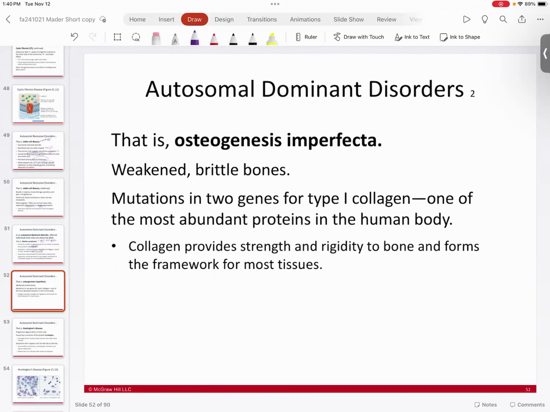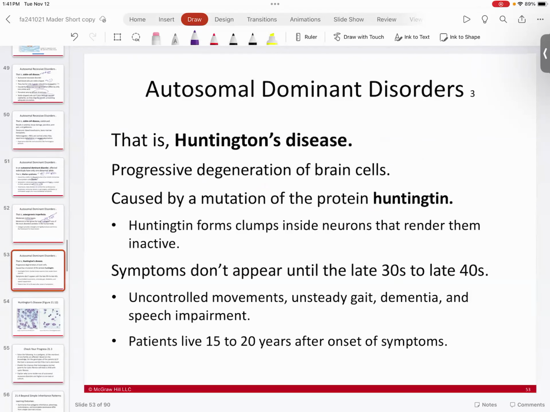Musculoskeletal symptoms could apply. You get osteogenesis imperfecta. Basically, this is weakened or brittle bones, because ultimately this will happen if you have a mutation in collagen, which is a huge component of connective tissue, and also bones. And so this gives us our strength and our rigidity. And so if you don't have that, obviously it's going to be a problem.